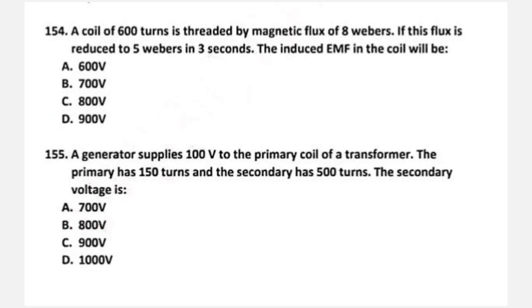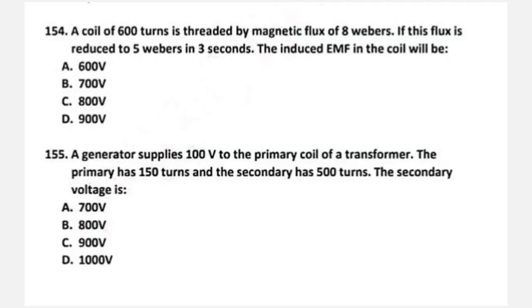So question number 154 is: a coil of 600 turns is threaded by magnetic flux of 8 Webers. If this flux is reduced to 5 Webers in 3 seconds, the induced EMF in the coil will be. So you have to know the induced EMF formula. Induced EMF is equal to change in magnetic flux divided by change in time into number of turns.